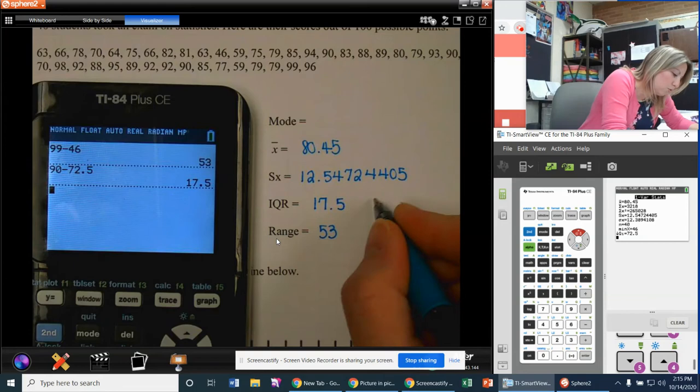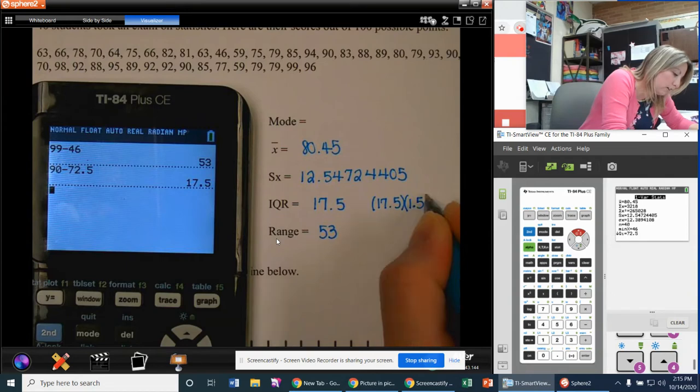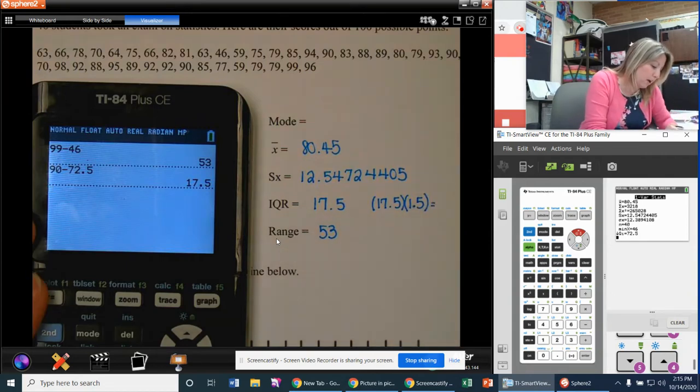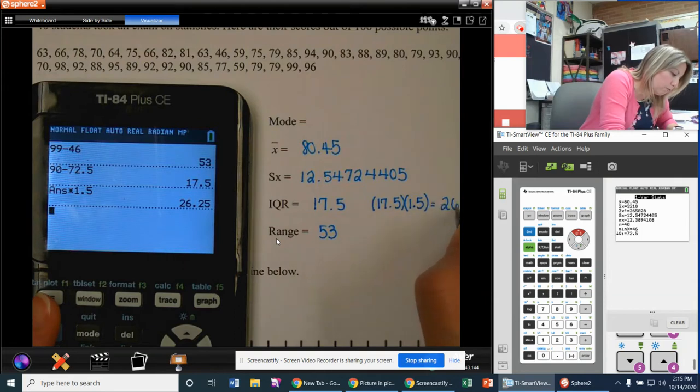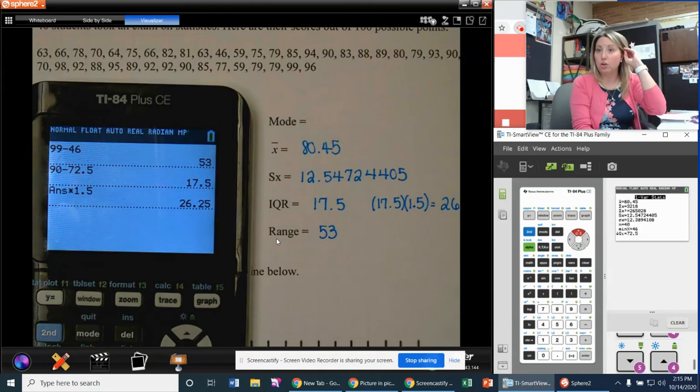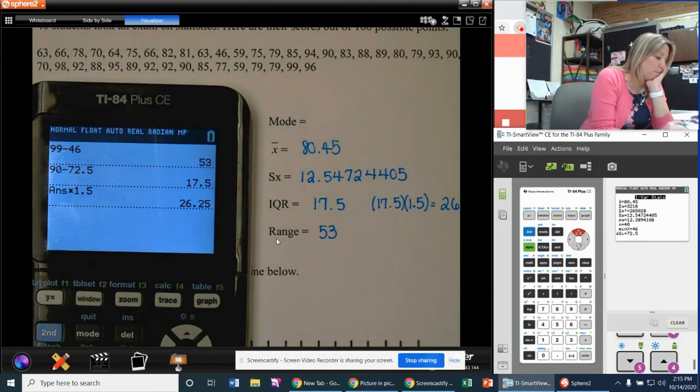And you know what I'm going to do while I'm right here? I'm going to take my IQR and multiply it by 1.5, because it'll give me the value that helps me find any outliers in a minute. So 26.25. Got it. Okay. Probably going to have to see if I have outliers, so I might as well know that value now, right?